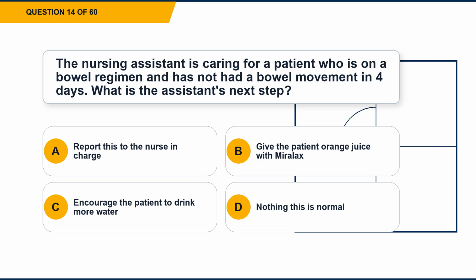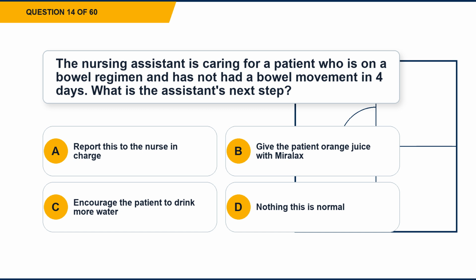Question 14. The nursing assistant is caring for a patient who is on a bowel regimen and has not had a bowel movement in 4 days. What is the assistant's next step? Option A, report this to the nurse in charge. Option B, give the patient orange juice with Miralax. Option C, encourage the patient to drink more water. Option D, nothing, this is normal.